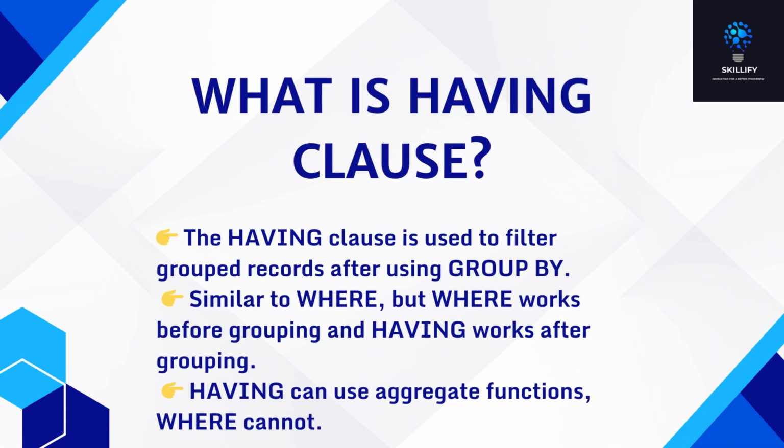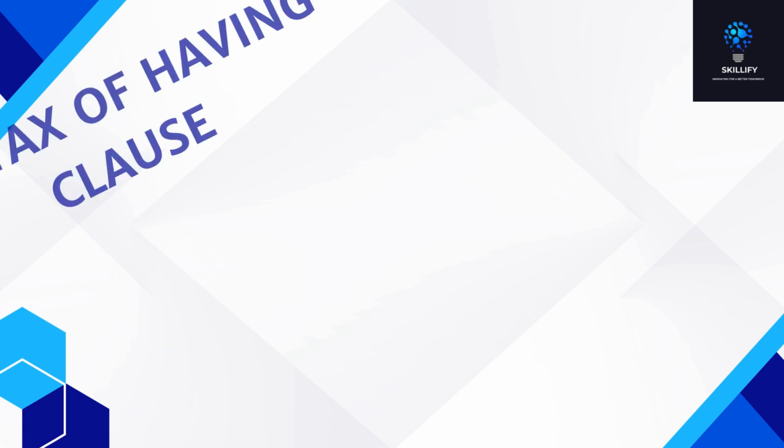What is the HAVING clause? Now, what if we want to filter the grouped results? Like, only show those departments where total salary is more than 100,000. For this, we use the HAVING clause. It's similar to WHERE, but WHERE works before grouping and HAVING works after grouping.